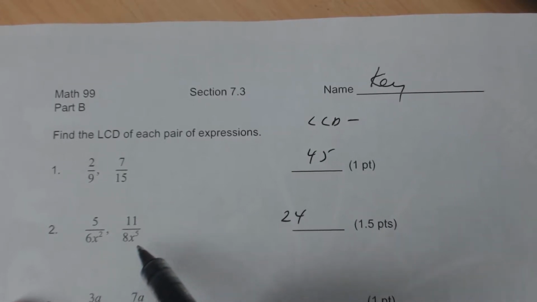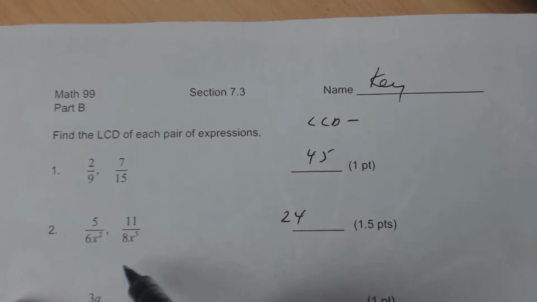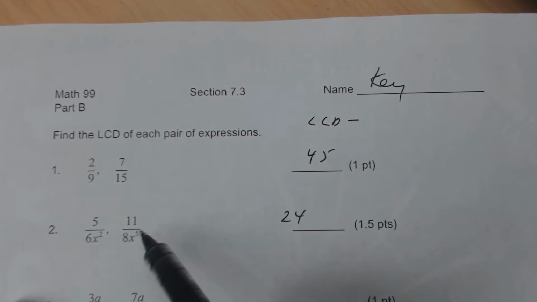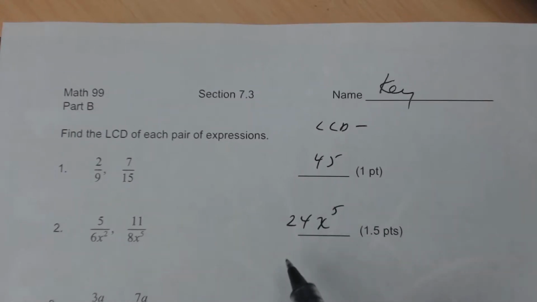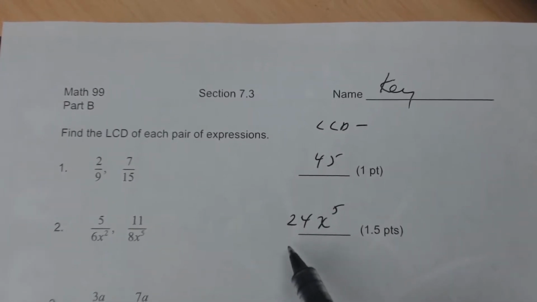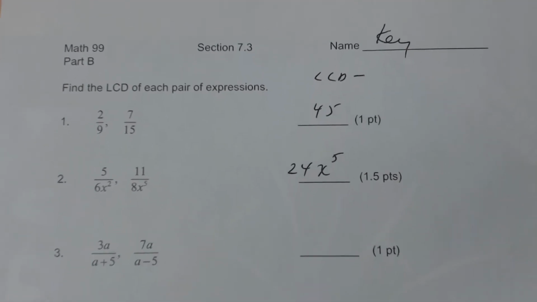When you're dealing with factors that involve variables, remember there are two factors of x squared in this denominator. There are 5 factors of x in this denominator. You're always going to use the one with the larger exponent. So that's going to be x to the 5th. So your least common denominator is 24x to the 5th.